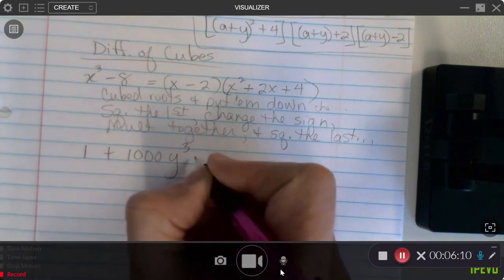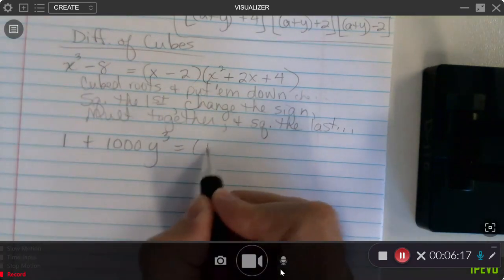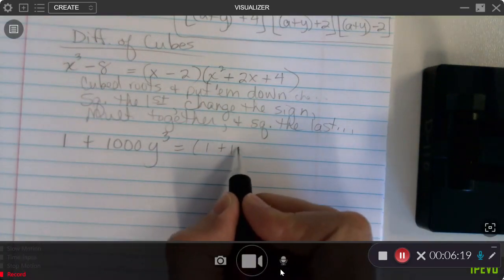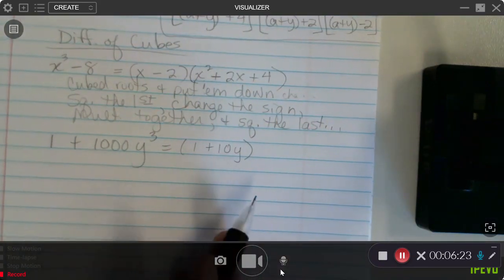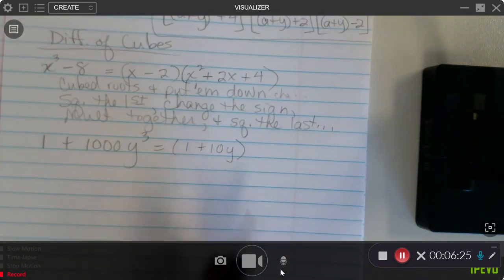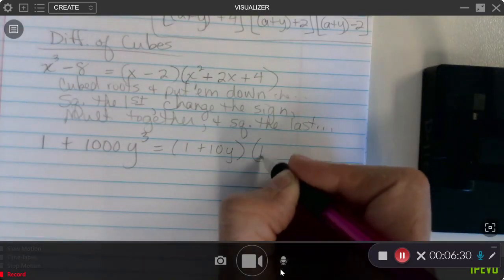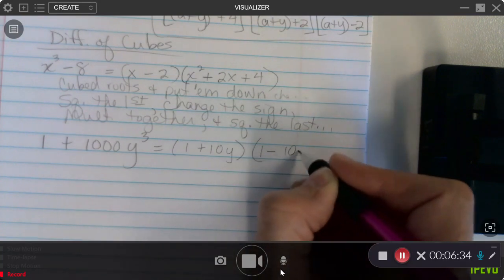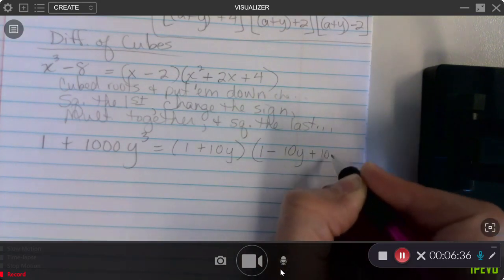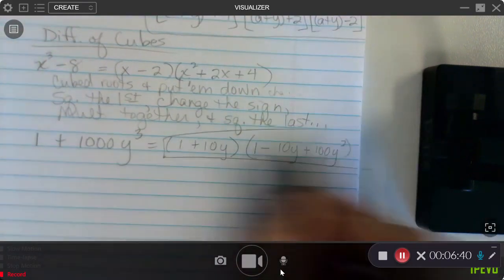All right, what are we going to do for this one? Take the cube roots and put them down. Cube root of 1,000 is 10, right? Square the first, change the sign, multiply them together, and square the last. That's the way you do it if you want to do it fast.